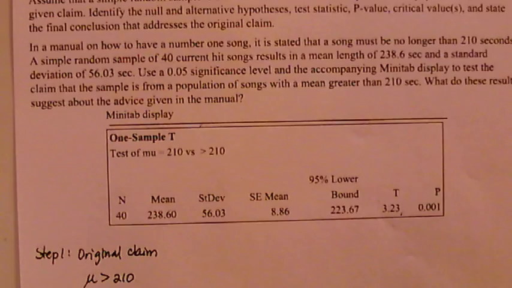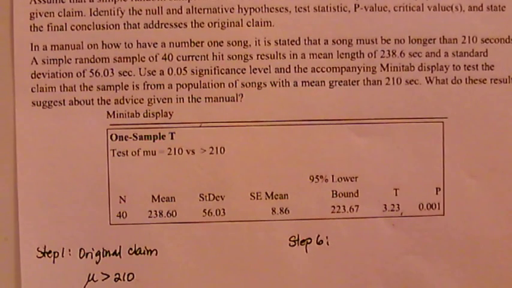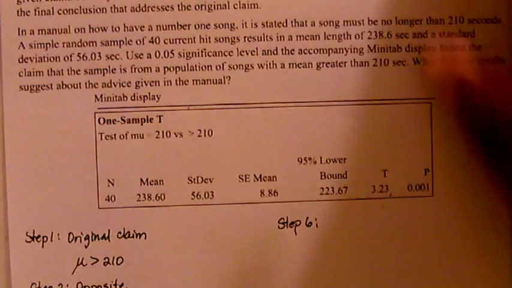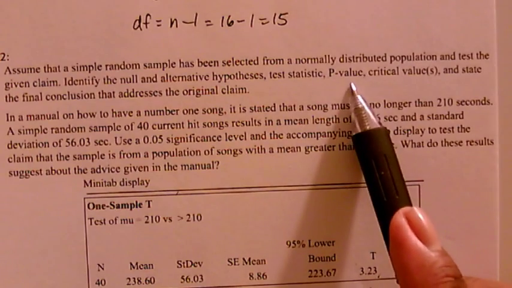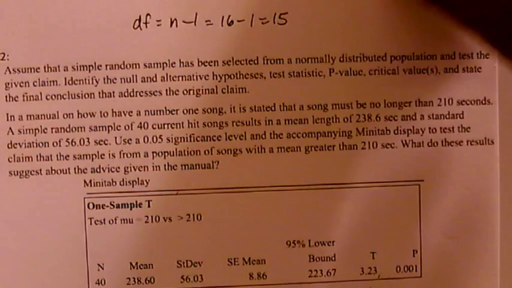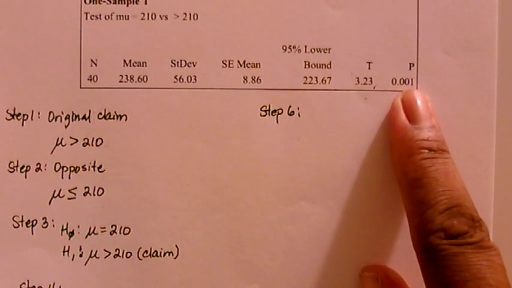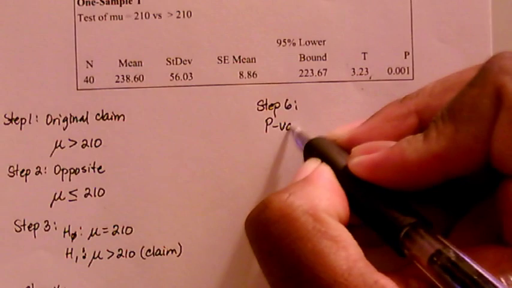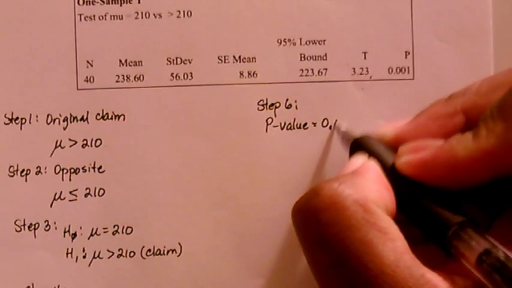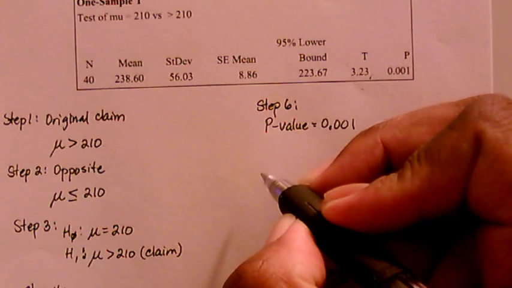Okay, now step number 6. Step number 6 is a combination of both the p-value and the critical value, because the directions say identify the p-value and the critical value. I can help you with the p-value because it's given in the Minitab display. That P represents your p-value. So here, the p-value is 0.001. But we don't know what the critical value is.